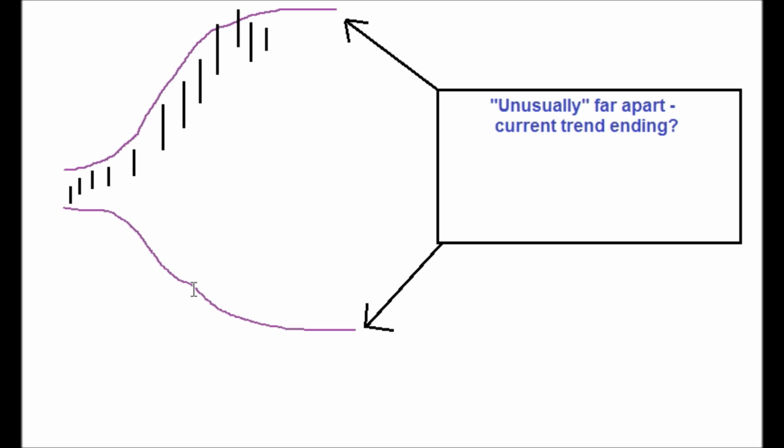As a general rule, if the price touches the top of a Bollinger Band, things are considered a little bit too overextended on the upside. And when the bands are unusually far apart, it can be a signal that the trend is ending. So you've had your move, the bands are very far apart, and now the market's starting to look at what to do next. So it can be a signal that the trend is on its way out.